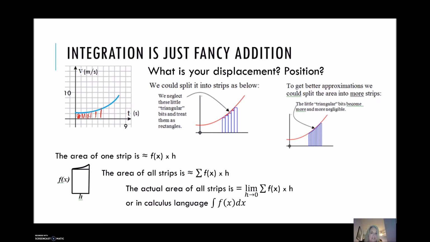And in calculus language, what we call that is the integral. So the integral of f of x times dx. Dx just is all those little pieces that we're putting together, all those little strips.